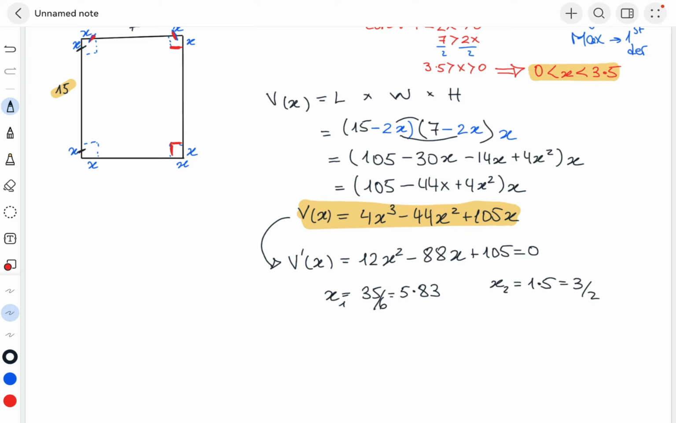Now, here is the most important part. We'll need to go back to our condition and see which x value satisfies our condition. At x1, we had our x to be 5.83, whereas our x should be between 0 and 3.5.